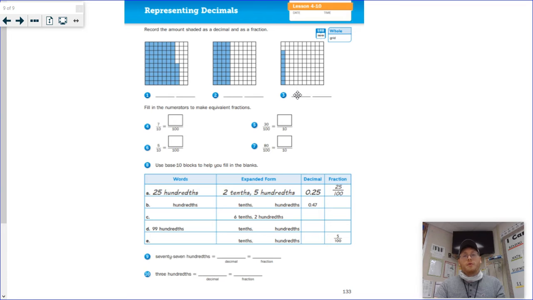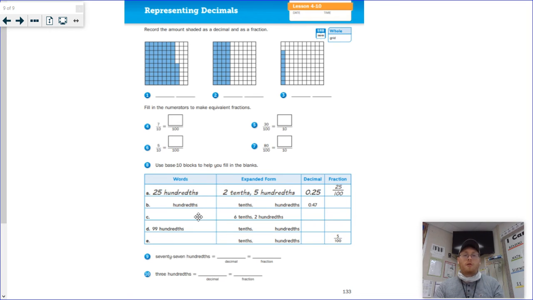So numbers 1 through 3, you need to tell me what the shaded region is based on a decimal and a fraction. It doesn't matter which spot you put the fraction or the decimal. So you're going to tell me the shaded part as a decimal and as a fraction. Numbers 4 through 7, pretty much you're going to find the equivalent fraction of the provided fraction. Okay, so 7/10, give me what the equivalent fraction is. Remember, the way that we do that is we either have to multiply by 10 or divide by 10 with both numbers.